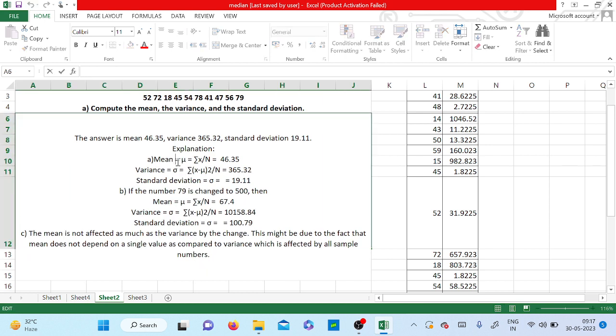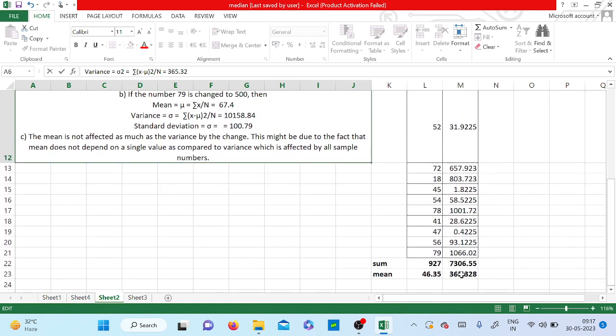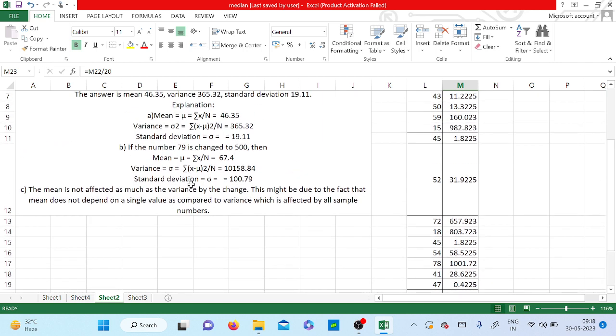Variance is sigma squared. Basically this is not sigma, it is sigma squared, which is summation of x minus mu squared by n. So x is this, and x minus mu squared is this, divided by n. Here is the sum and here is the mean, so both are calculated.